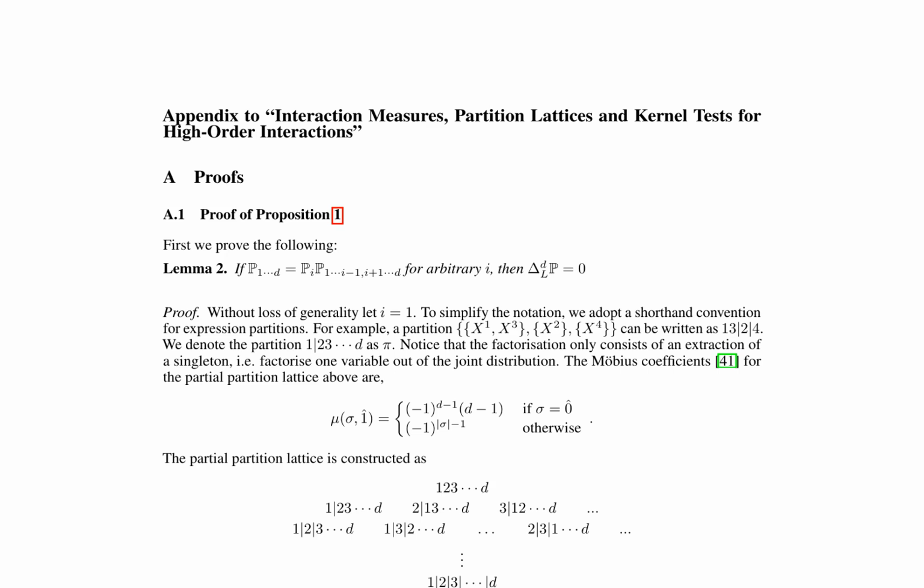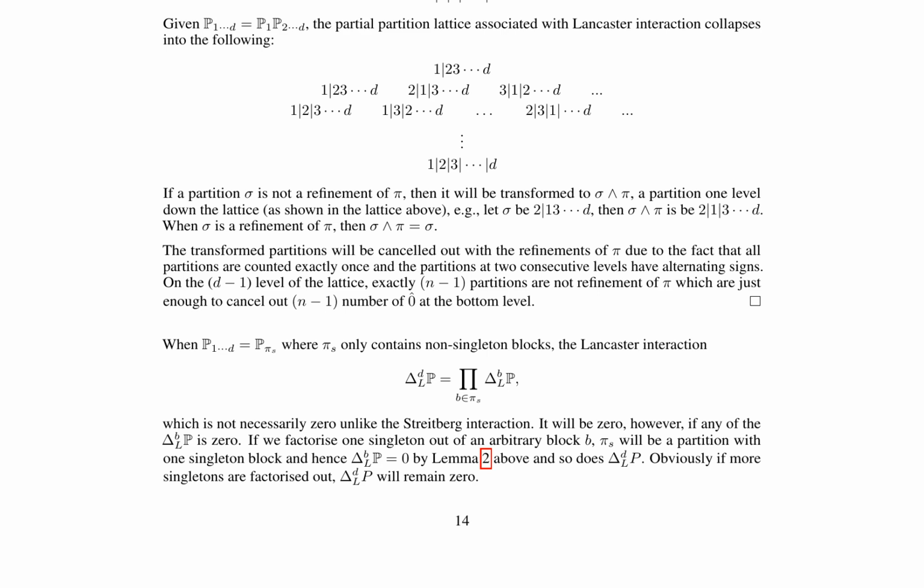Partitions not refining π are transformed to σ ∧ π, a partition one level down the lattice, and cancelled out with the refinements of π, due to the fact that all partitions are counted exactly once, and partitions at two consecutive levels have alternating signs. On the d-1 level of the lattice, exactly n-1 partitions are not refinements of π, which are just enough to cancel out n-1 number of 0 at the bottom level.